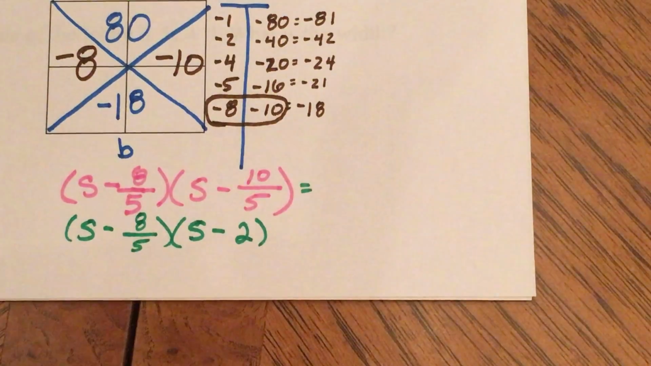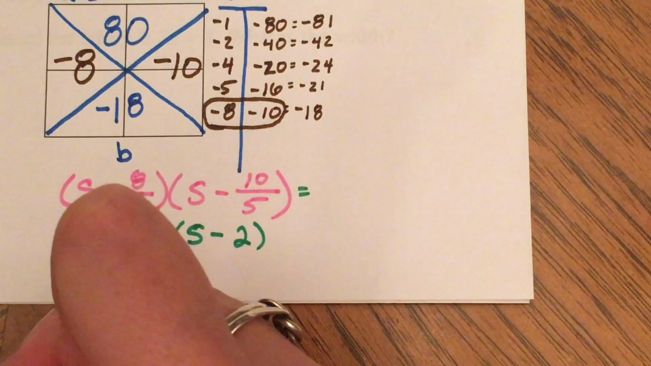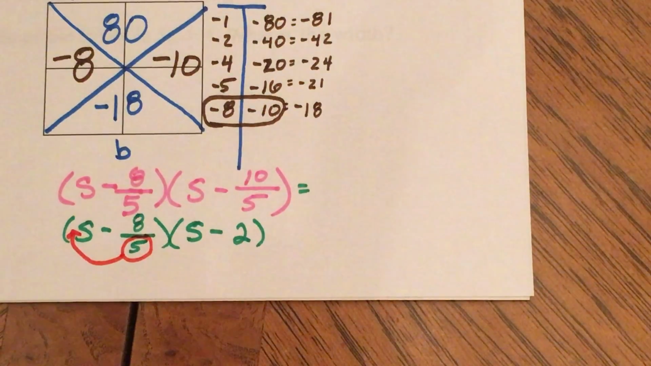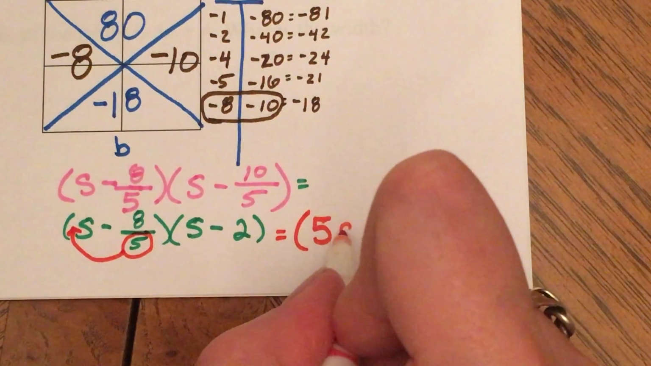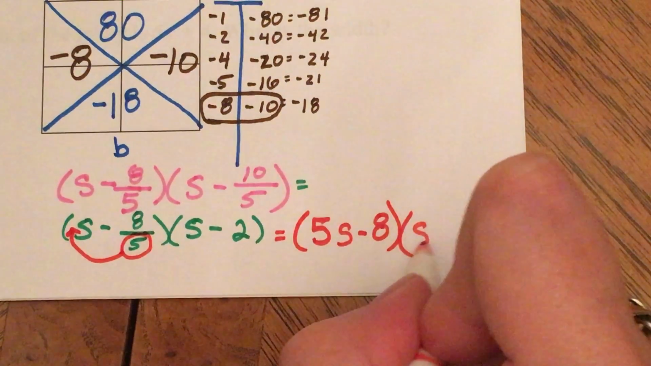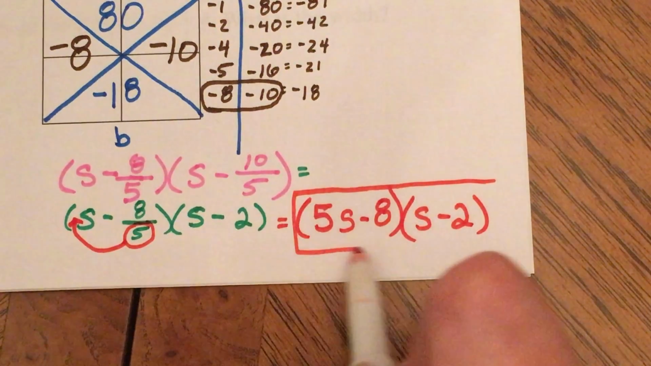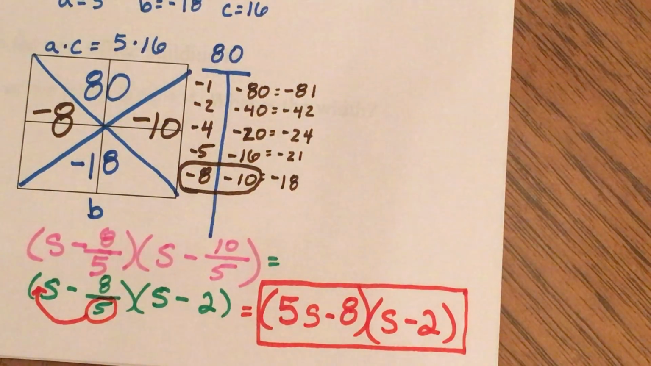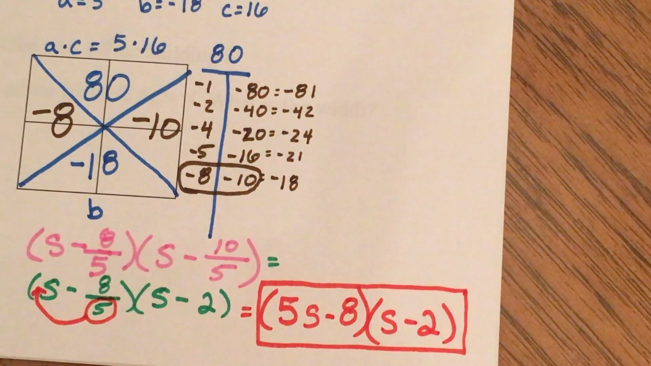Okay, last step. Let's finish it off. This denominator has to move right there in front of the s, but still inside of the parentheses. So I get 5s minus 8 and s minus 2. Great job. Awesome. Let's go do number 8 together.